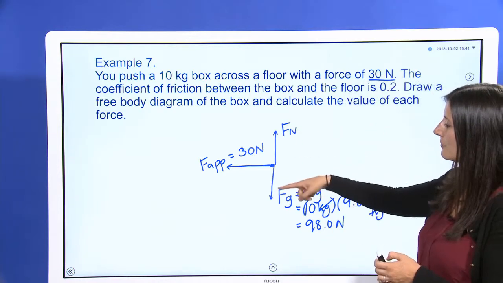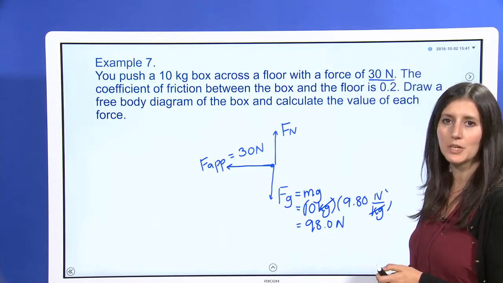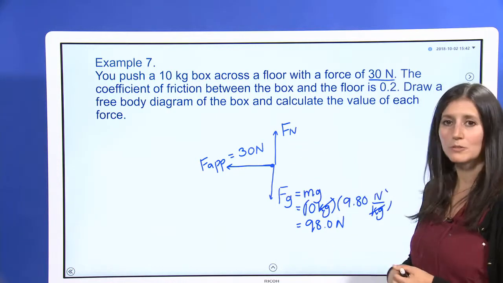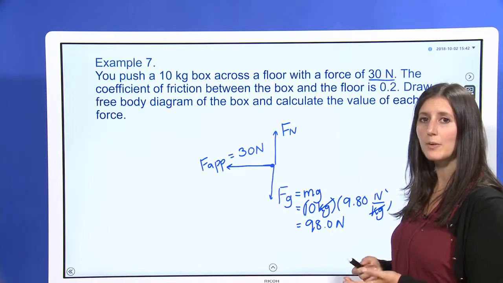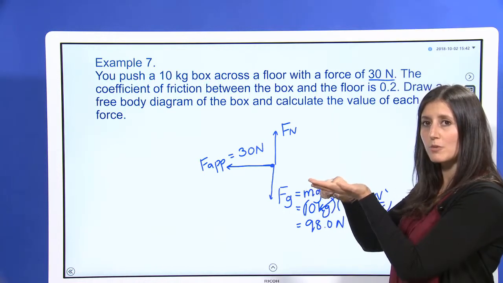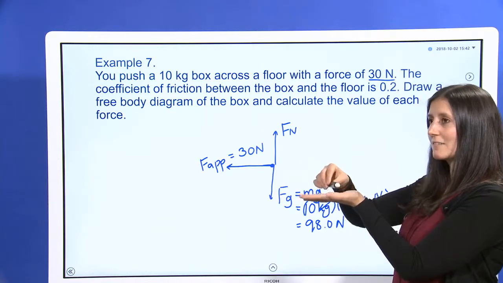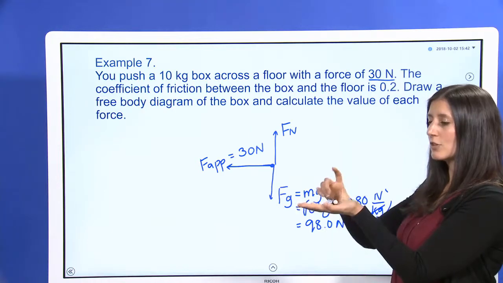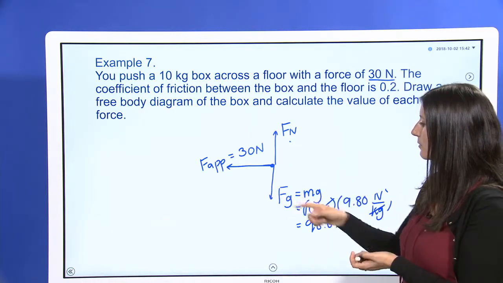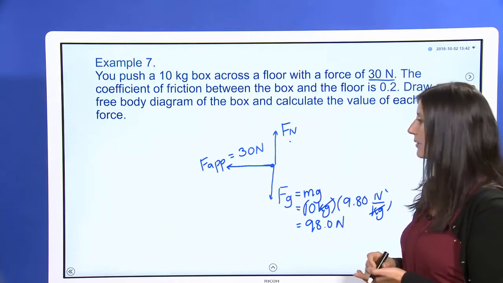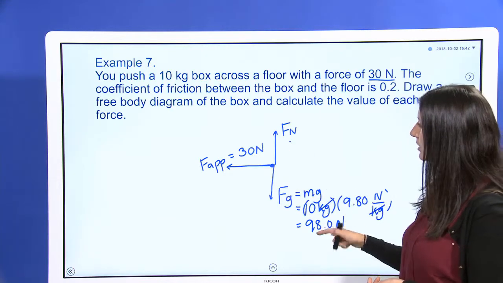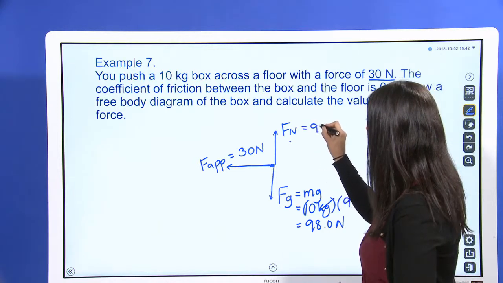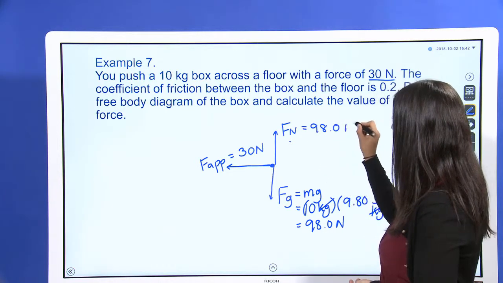There are no other forces acting up or down in this question. So that means that the force of gravity and the normal force must balance each other out. Otherwise, my box is either going to fall through the floor into the ground, or it's going to fly up into the sky. That's not happening. It's staying on the surface. So the two forces, the normal and the force of gravity, must cancel one another out. They must be equal in magnitude, but opposite in direction. So my normal force then has to be 98.0 newtons pointing up.